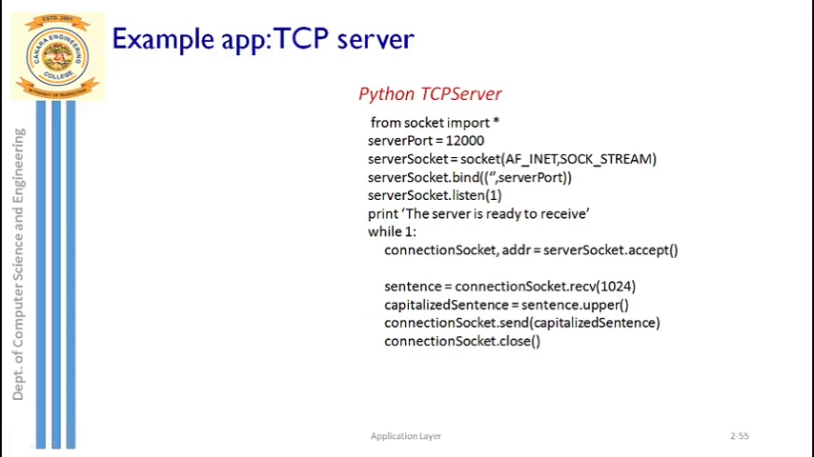So once this is done, don't forget to close the connection socket. Once things are done, this connection socket should be closed. Why? Because the dedicated connection should be broken for that particular client. Only after that can the server listen to the second client. Okay, so connection socket dot close should be called after things are done. So this is how the TCP server programming is implemented.